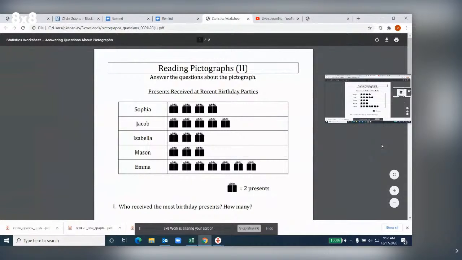What I'm going to do today, we've been working on graphs for the last week or so, we're just going to do a review of the three different types of graphs we've done. And you can see here, the first one is a pictograph.